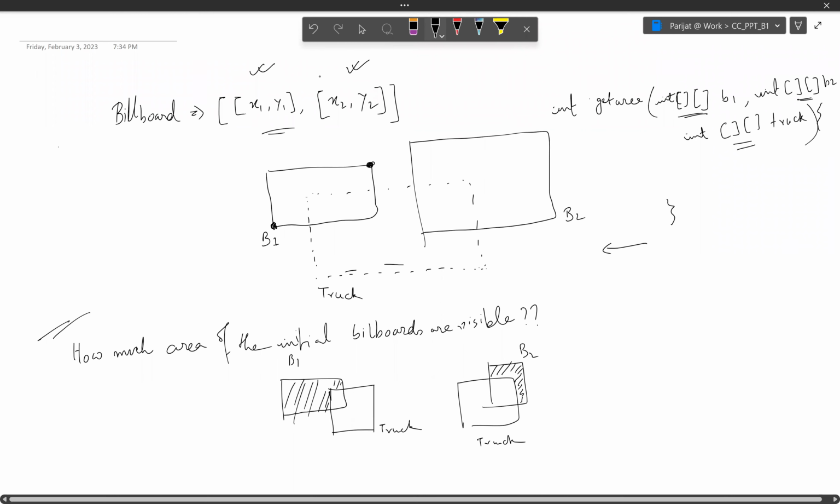Nothing coming to mind? Okay, so let me explain how we can solve geometry-based problems.